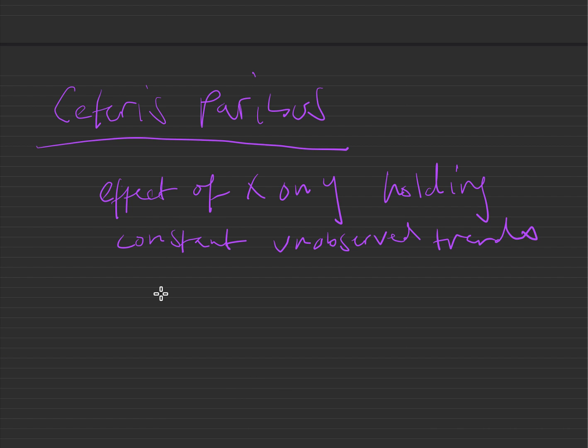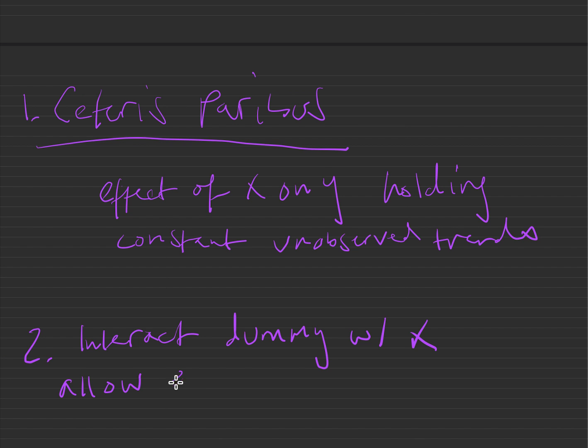This also allows for, so if we say we can make ceteris paribus interpretations, this also allows for variation in the effect of X on Y if we interact the dummy variable with X. So we interact the dummy with X and allow the effect of X on Y to vary with time.